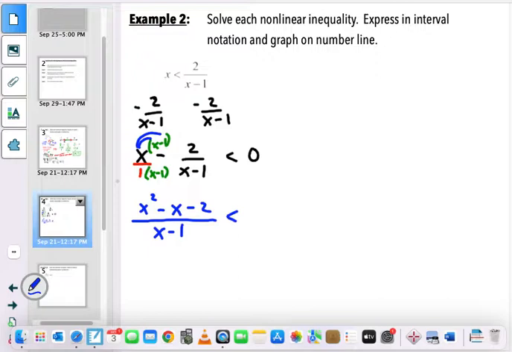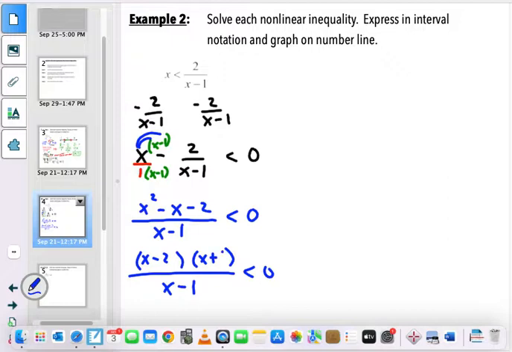Now notice I've got a quadratic up there in the numerator, so we're going to have to factor that. So let's factor that. So what times what gives me x squared? x and x. What multiplies to give me negative 2 and adds to give me a negative 1? That would be a negative 2 and a positive 1.